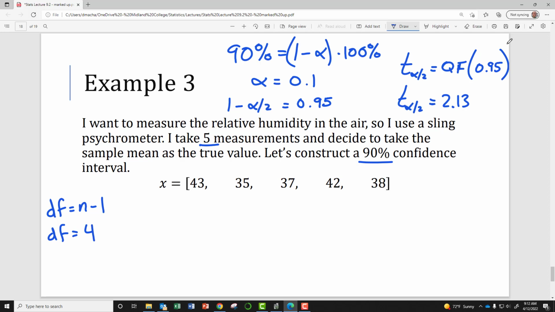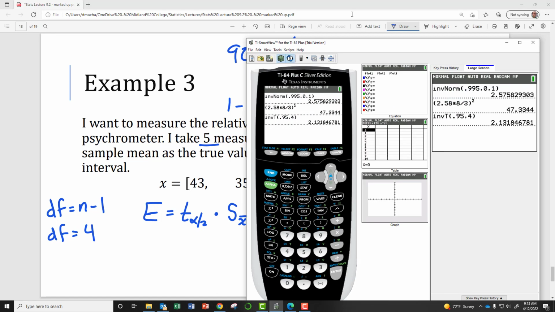Okay. My next step as I go about calculating this confidence interval is going to be to calculate my margin of error, which is going to be that t subscript alpha over 2 value times the sample standard deviation of my sample mean. So to calculate this, I need to take my sample standard deviation and then divide by square root n. And so I'm going to take whatever the standard deviation of these 5 numbers would be, and then divide by square root 5. So first step, calculate the sample standard deviation.